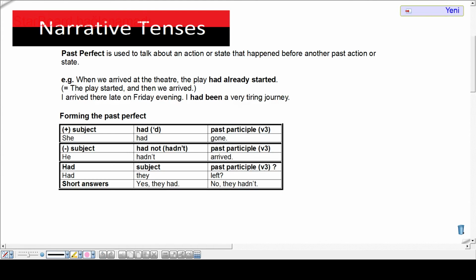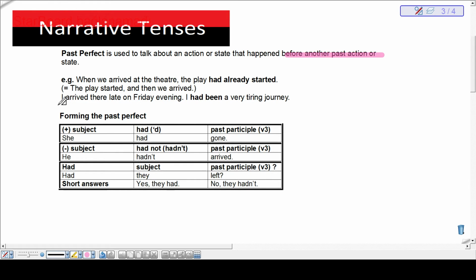Now, our next tense is past perfect. It is used to talk about an action or state that happened before another past action or state. In other words, it is the past in the past. Look at the example. When we arrived at the theater, the play had already started. It means the play started first and then we arrived. Another example, I arrived there late on Friday evening. It had been a very tiring journey.